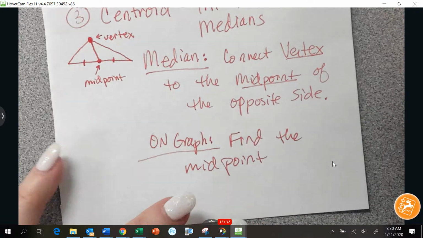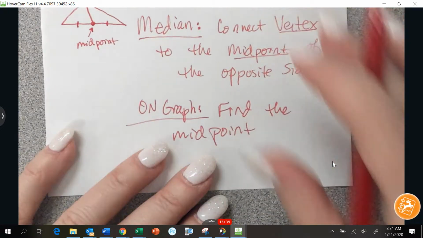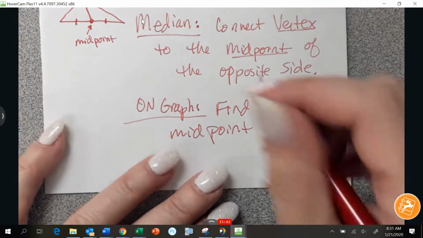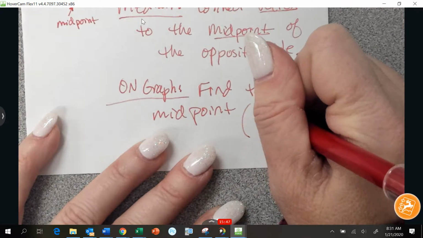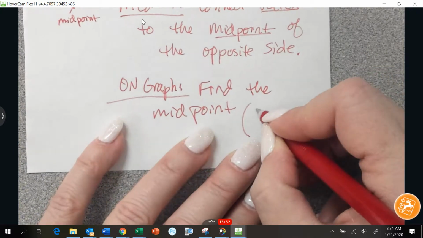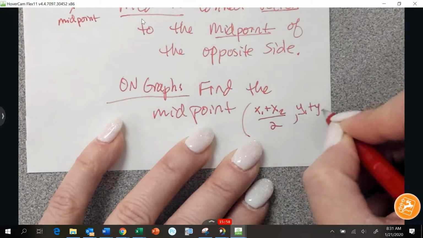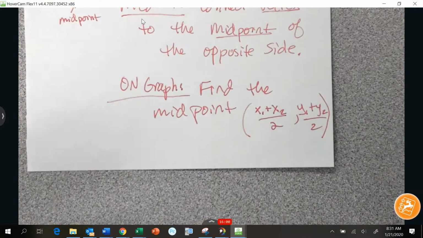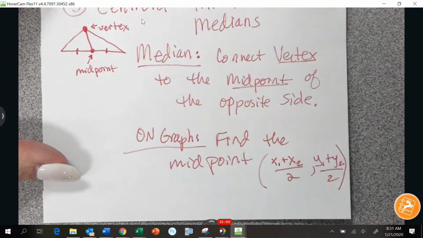Do I need to find slope? I think there was one person that didn't know how to find the midpoints, or maybe slope. Maybe it was both. Anyway, real quick, the midpoint is x1 plus x2 divided by 2, comma, y1 plus y2 divided by 2. You just average together the x's and the y's. Some of you can look at a graph and figure it out. So that's all you have to find for medians is the midpoint, and then you connect vertex to midpoint. Easy.